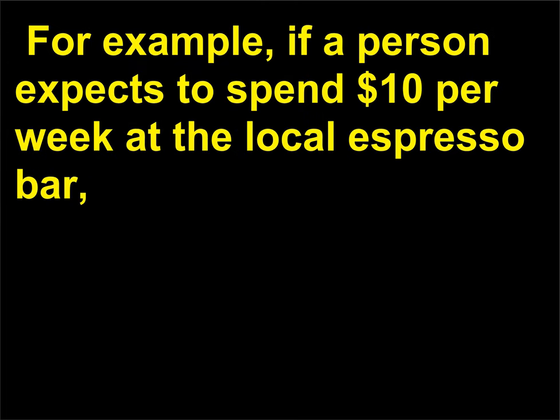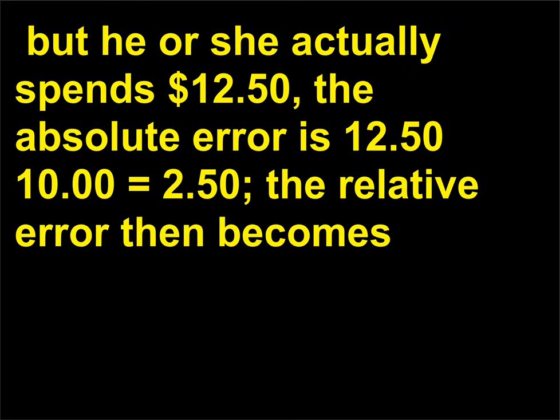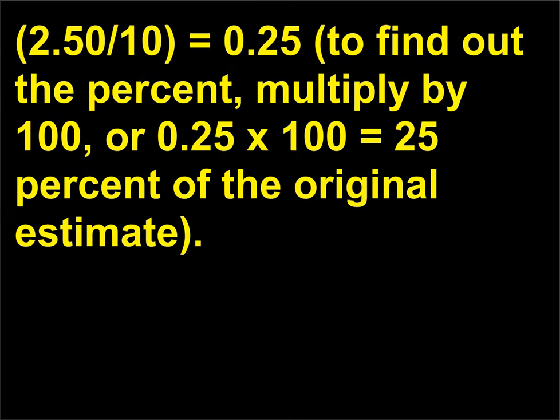For example, if a person expects to spend $10 per week at the local espresso bar, but he or she actually spends $12.50, the absolute error is 12.50 minus 10.00, which equals 2.50. The relative error then becomes 2.50/10, which equals 0.25. To find out the percent, multiply by 100, or 0.25 x 100 equals 25% of the original estimate.